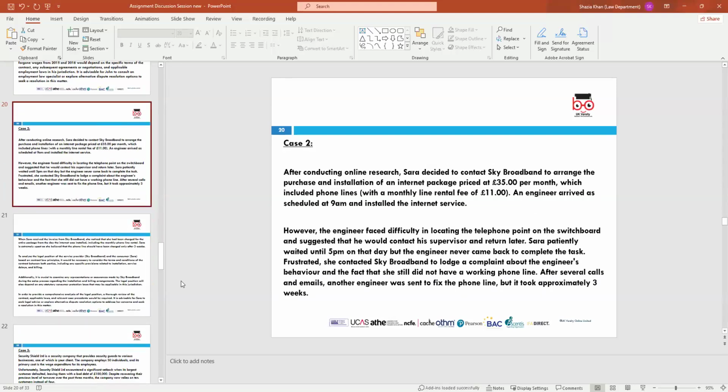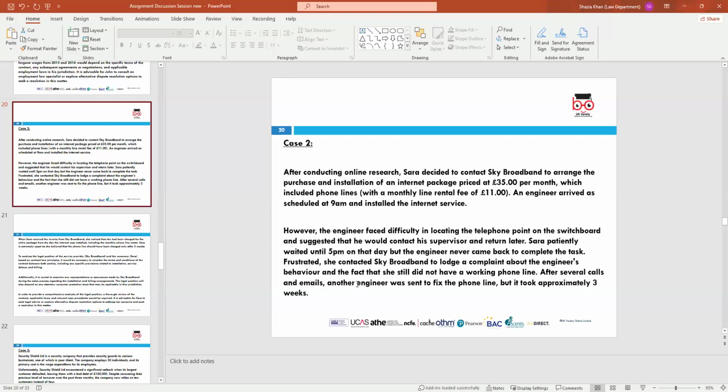Case study 2. After conducting online research, Sarah decided to contact Sky Broadband to arrange purchase and installation of an internet package priced at £35 per month, which included 4 lines with a monthly line rental of £11. An engineer arrived as scheduled at 9 a.m. and installed the internet service. However, the engineer faced difficulty in locating the telephone point on the switchboard and suggested that he would contact his supervisor and return later. Sarah patiently waited until 5 p.m. on that day, but the engineer never came back to complete the task.